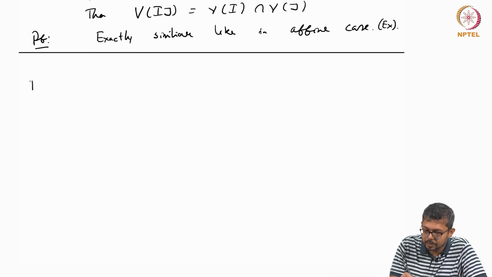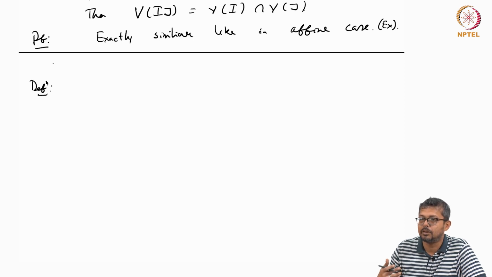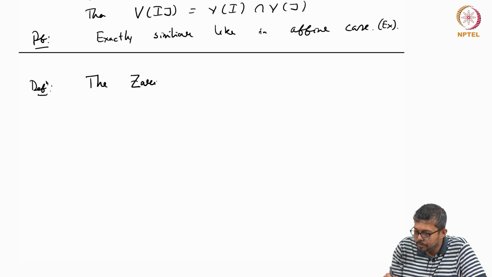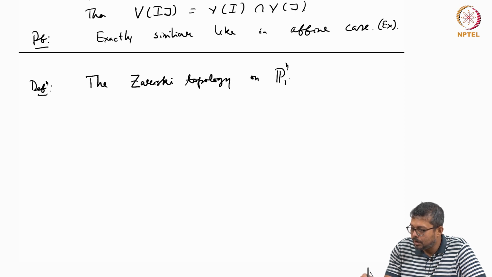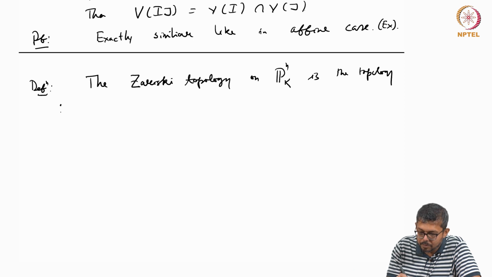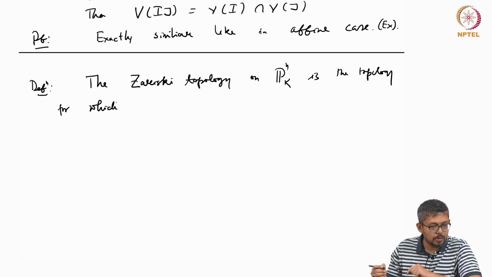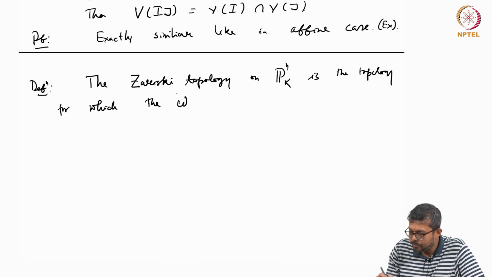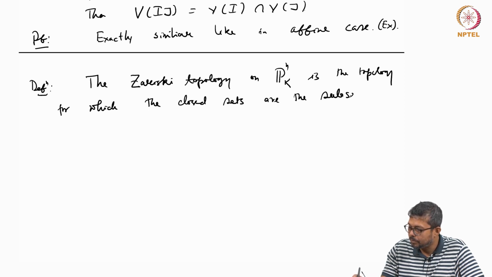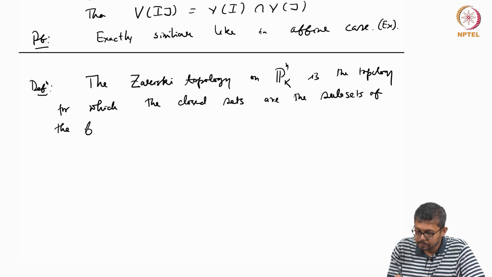And definition. So now you see these V of A's satisfy the closedness properties of a topology. So I define the Zariski topology on P n K as the topology for which the closed sets are the subsets of the form V of I, where I is a homogeneous ideal.